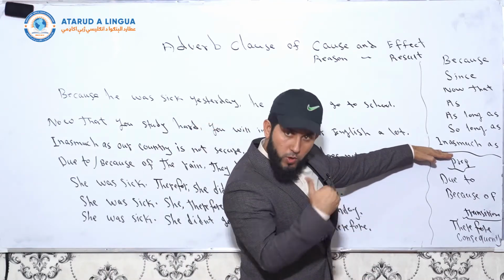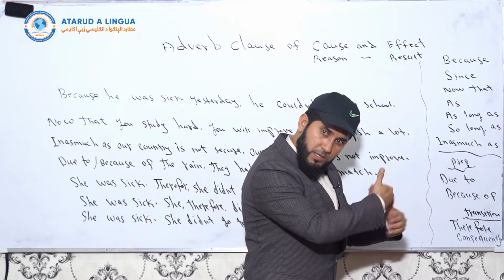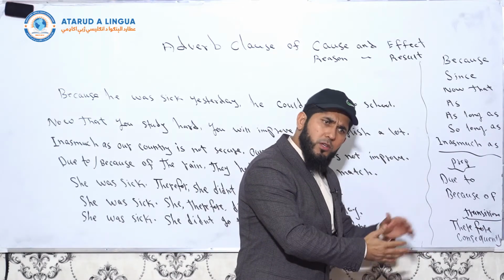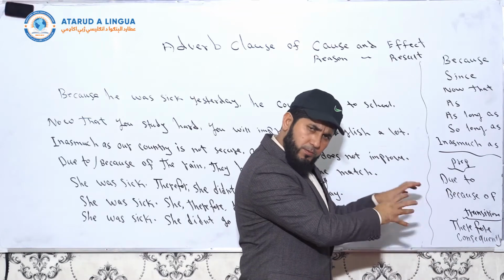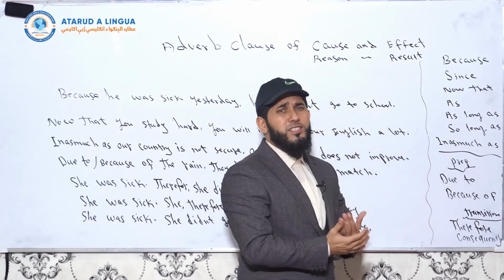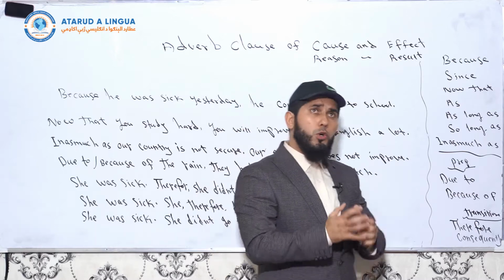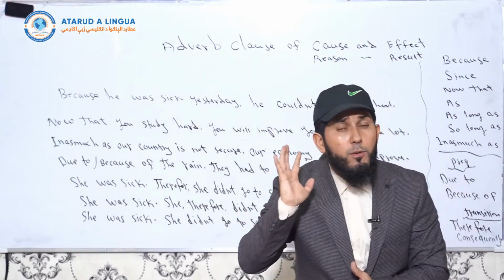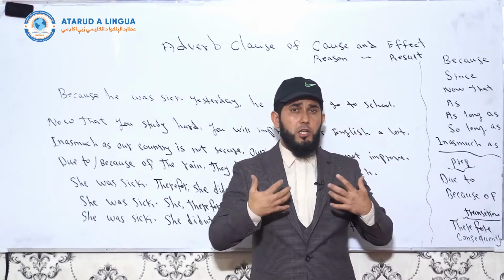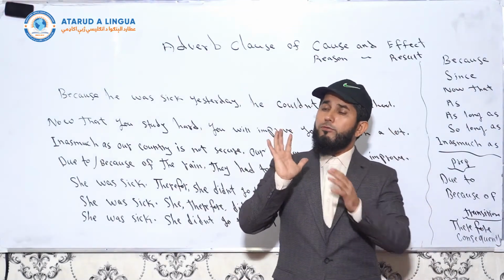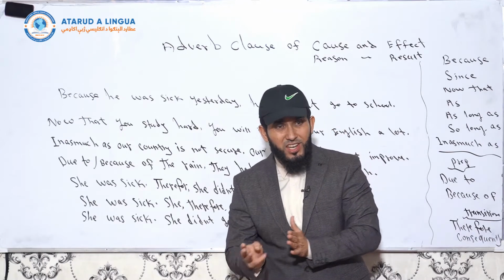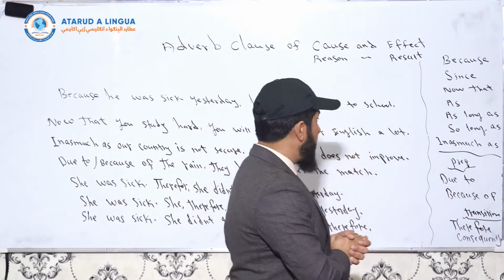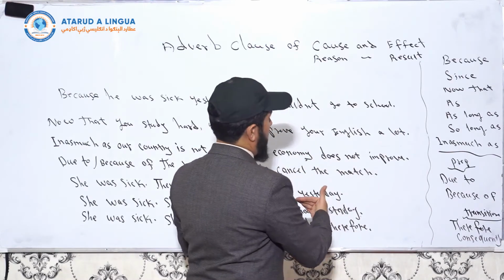Conjunctions are used in one way. They should be followed by subject plus verb. Prepositions are used in another way. They should be followed by object nouns or object pronouns. And transitions are used in 5 different ways. In how many ways? In 5. All transitions in the English language are used in 5 different ways in written English and 3 ways in spoken English. Okay? So now I'm going to explain these examples.